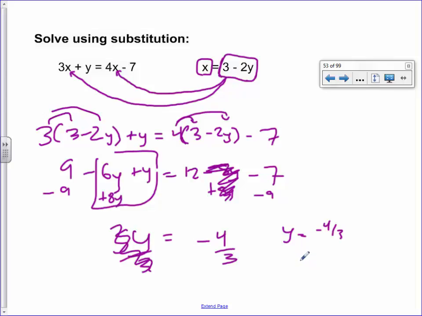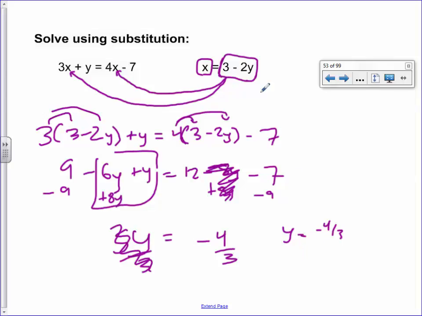We're not done though. With the system of equations, we have to find what both the x and the y are. Or in physics, we need to know what both the distance and the time happen to be. If we have an unknown variable, we need to find all of the unknowns. So, although we know what y is equal to, we don't actually know what x is equal to yet.